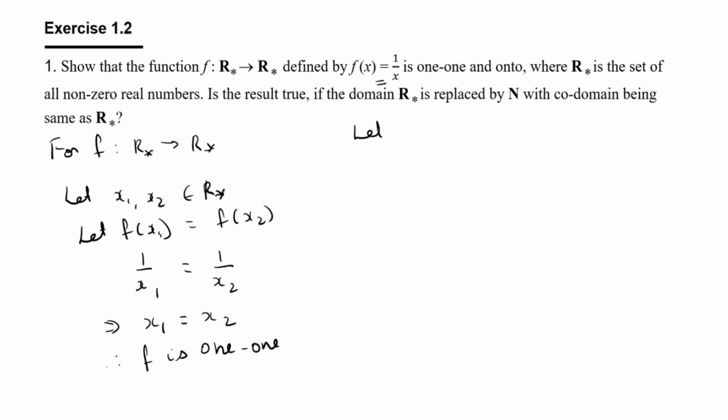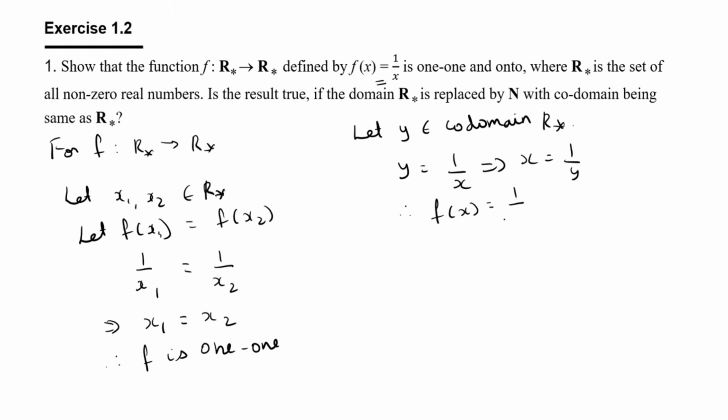Now, we'll prove f is onto. Let y belong to the codomain R star. Then y is equal to 1 by x, which implies x is equal to 1 by y. Therefore, f of x is equal to 1 by 1 by y, which is equal to y. Therefore, f is onto. Now the next part of the question: is the result true if the domain R star is replaced by N with codomain being the same as R star?